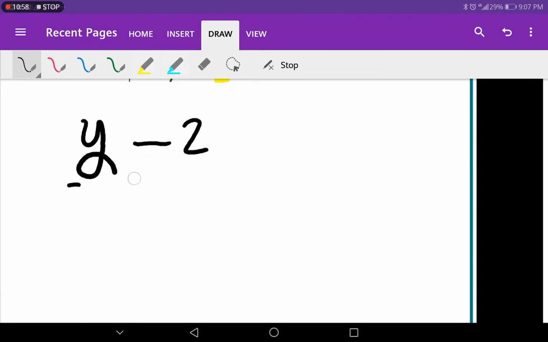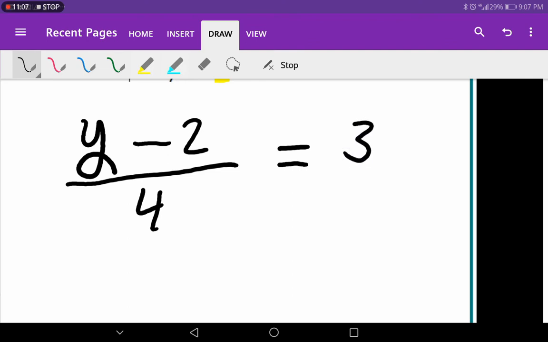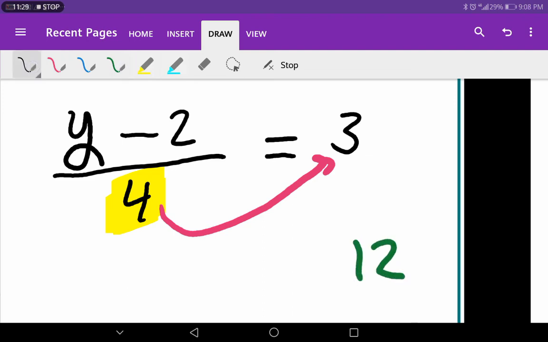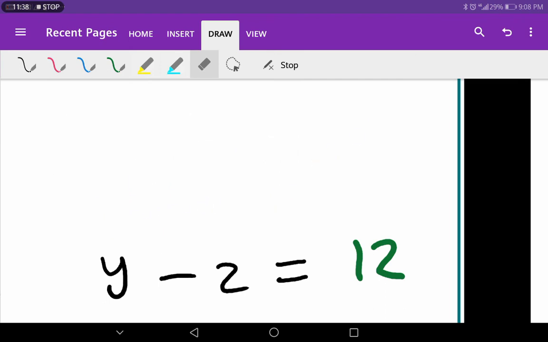Y over negative 2, minus 4, equals 3. How can we solve it? If we have a number down here, my dear student, you have to deal with it. How? Just multiply it by this one. You will get 12. The equal sign comes down, and y over minus 2 comes down here. We're done with this step.